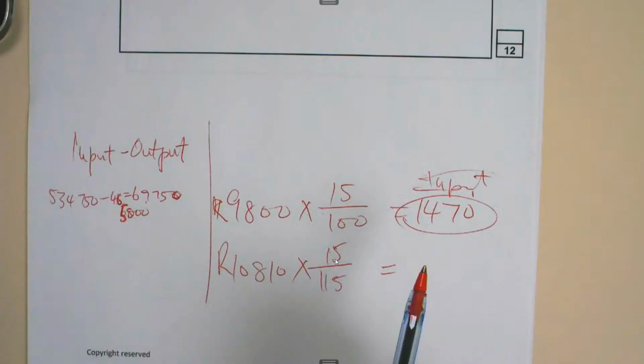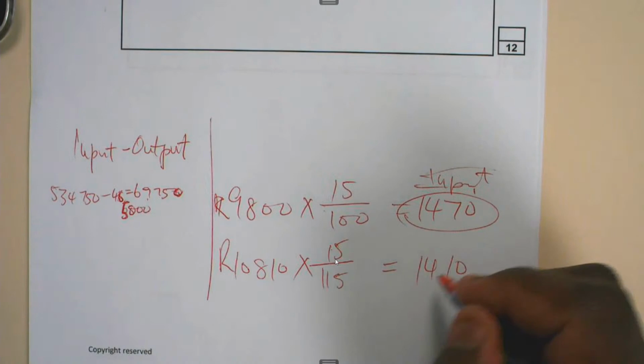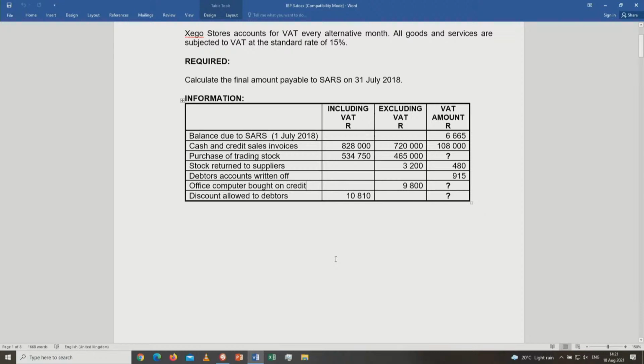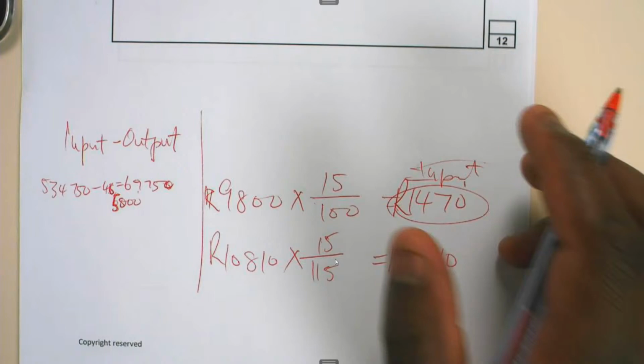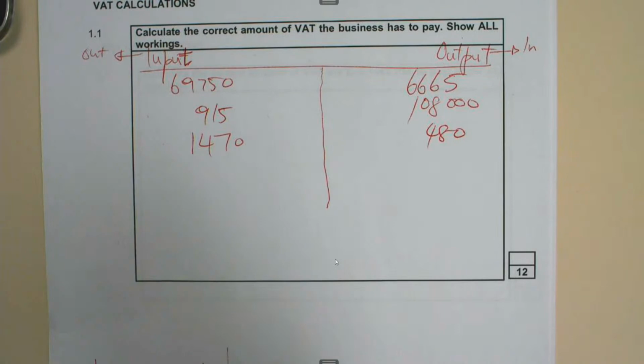Right. Now, let's check how much is our VAT. 10,810 times 15 divided by 115. You get 1,410. Remember, I said discount allowed to debtors. When we allow debtors discount, the business loses. The money goes out of the business. Therefore, we must charge input. We'll record that 1,410 under other input.